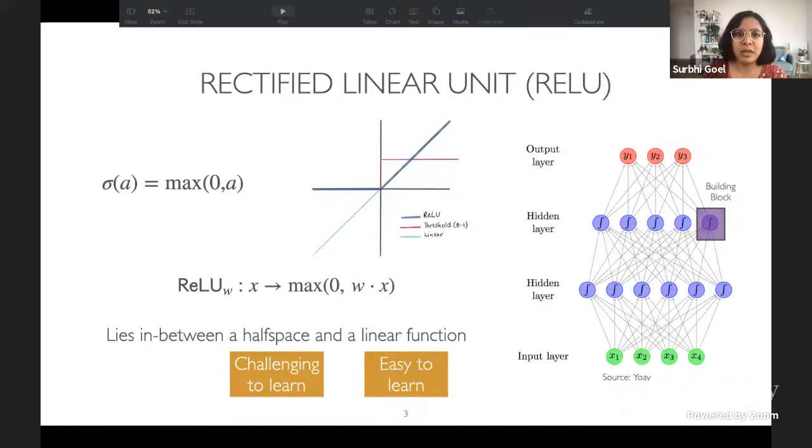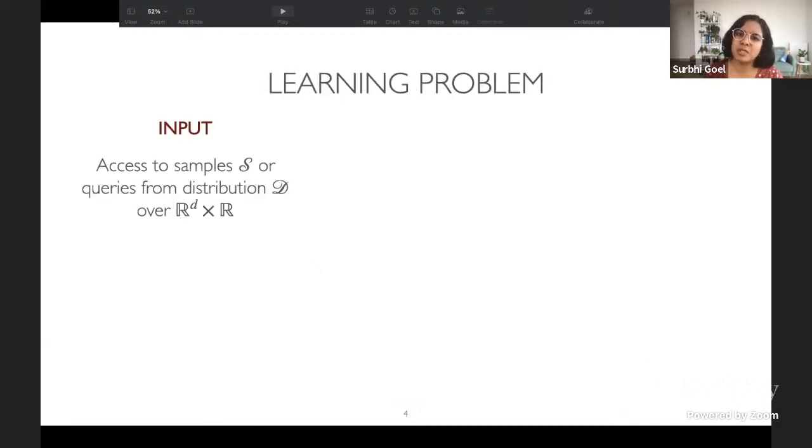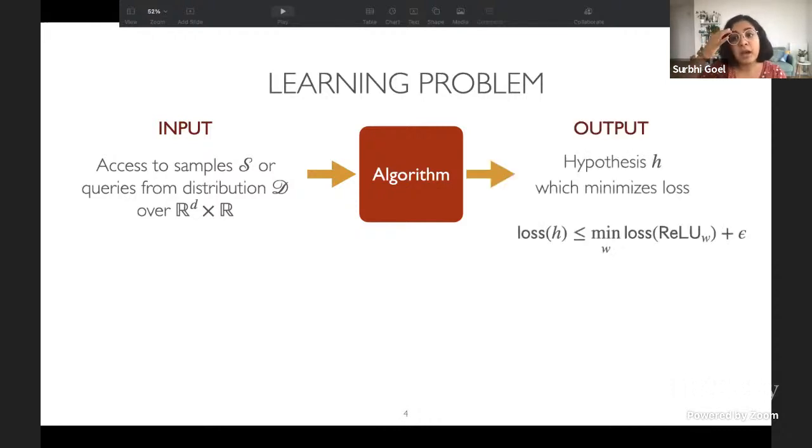Let me start by defining what I mean by learning here. I'm going to look at two setups. One is given access to just direct samples, and you're doing an optimization problem on the samples. The second, similar to what's been discussed already, is the statistical query setup, where you're given access to queries to the distribution, not directly access to samples. Your task is to design an algorithm that takes in either of these forms of input, and outputs a hypothesis H, which minimizes some notion of loss.